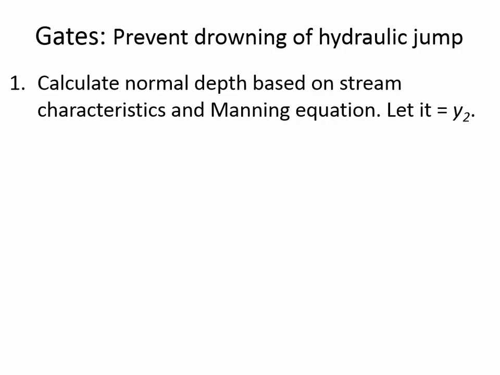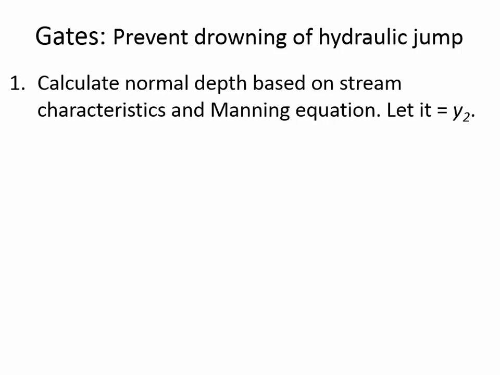But let's say we want to have the ideal case. And the ideal case is that the jump sets up right downstream of the gate with no additional running necessary. So to have that ideal case and prevent the jump from drowning, the first step is to calculate the normal depth based on the stream characteristics. So you'd use Manning's equation and the slope of the channel, the roughness of the material, the channel geometry, and find out what's the normal depth, meaning under steady conditions.